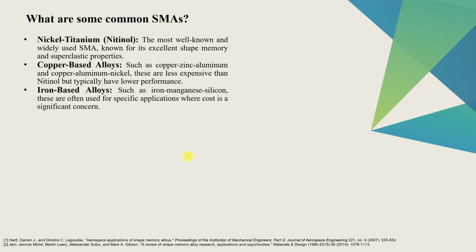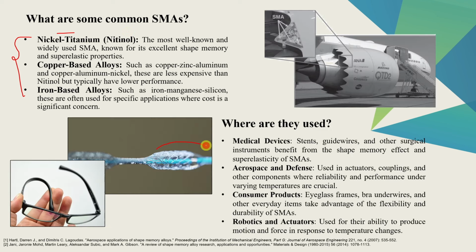Just to give a complete picture, I added this slide as well. Here we see some commonly used shape memory alloys. Out of this, nickel titanium, also known as nitinol, is the most well-known shape memory alloy. These shape memory alloys are used in many applications such as medical devices or as actuators in aerospace industry. They are used in some consumer products as well. Here they are mainly used for their super elastic characteristic, and also in many robotics applications where they are used because of their ability to produce force or motion due to temperature change.